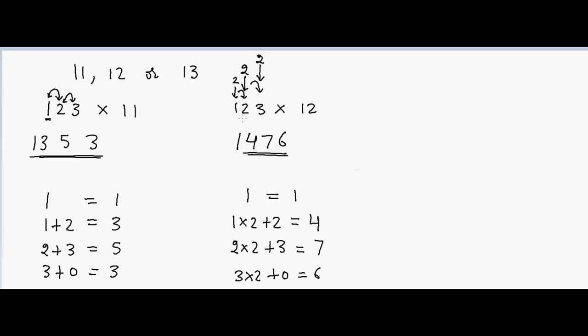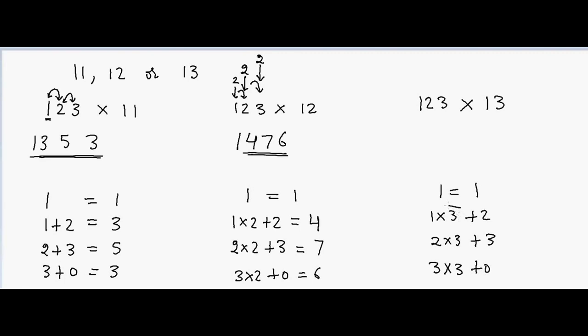So basically I am multiplying each digit by 2, and then I'm adding the next digit into it. So let's go to another example and multiply by 13. If I have 1 2 3 and I want to multiply by 13, in this case I'll do the same way. First digit will be equal to first digit, the second will be 1 into 3 plus 2, and third will be equal to 2 into 3 plus 3, and then we have 3 into 3 plus 0.